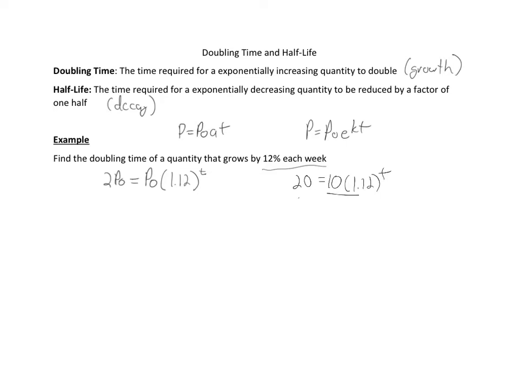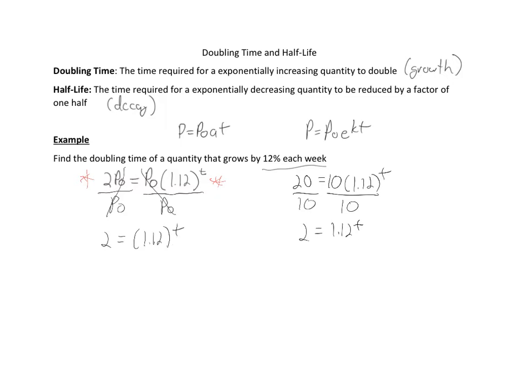If you divided by 10, you would get 2. Really, it wouldn't matter. If the initial value is 30, then doubling would be 60, and so on. What I'm saying is that we want to do 2 times the initial value, and no matter what that value is, we would start by dividing by it. That would cancel from each side. So no matter what the initial amount is, we're really solving 2 equals 1.12 to the T.